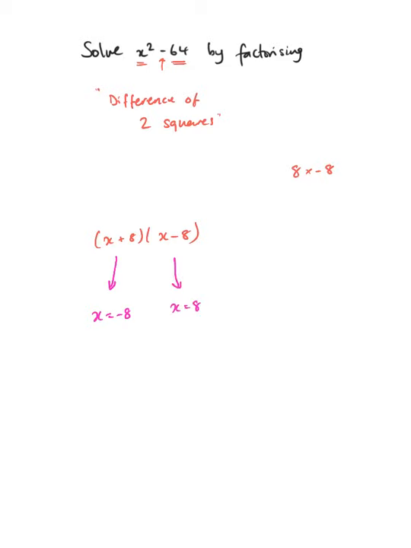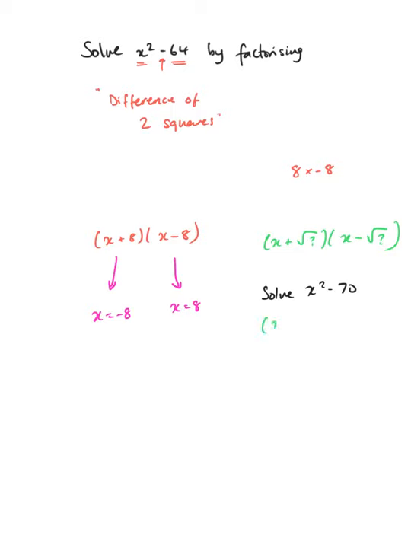So if you've got two terms and there's no x's, inside the brackets it's always going to be x plus the square root of whatever you've been given, and x minus the square root of whatever you've been given. And this was a nice square number, so it's easy, but of course it wouldn't have to be. We could do something like solve x squared minus 70.